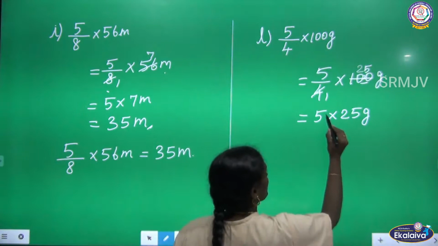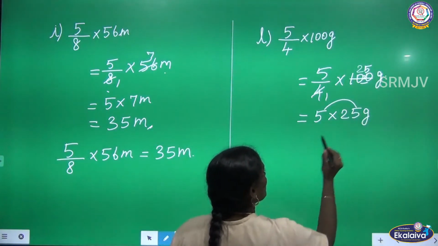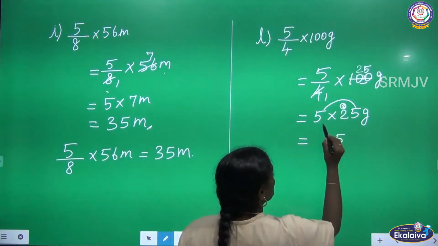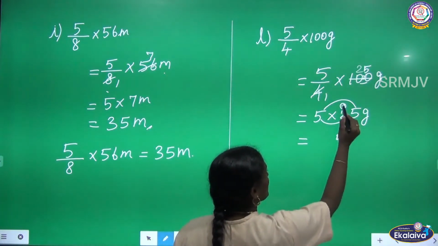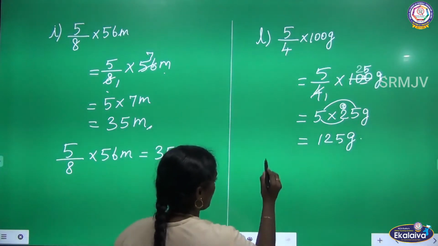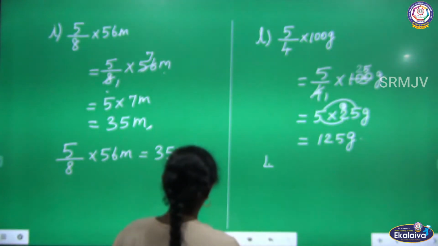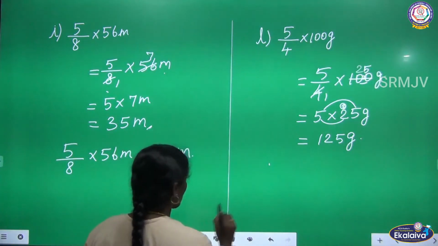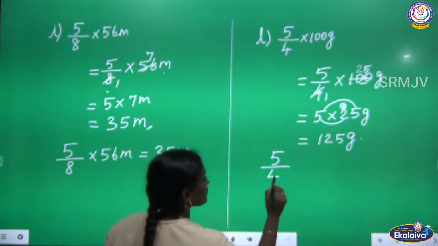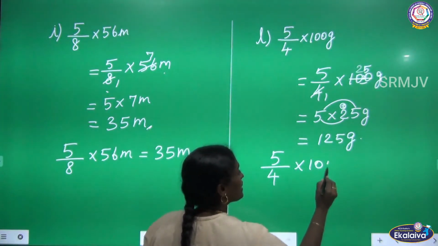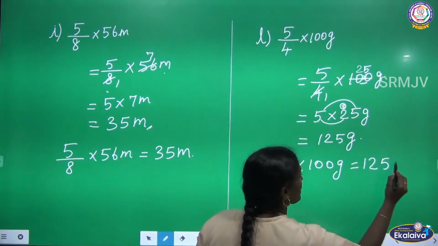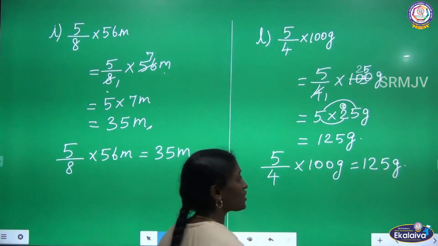Now we have to multiply. 5 5s are 25. 5 here, 2 carry over to the next place. 5 2s are 10. 10 plus 2 is 12. That is 125 grams. So 5 by 4 into 100 grams is equal to 125 grams. Is it clear, children?